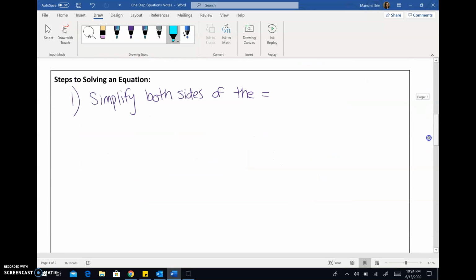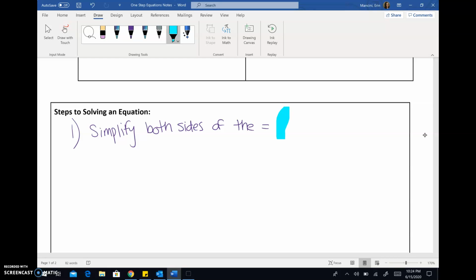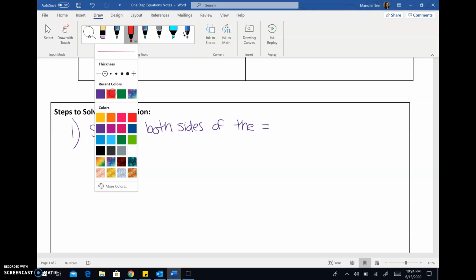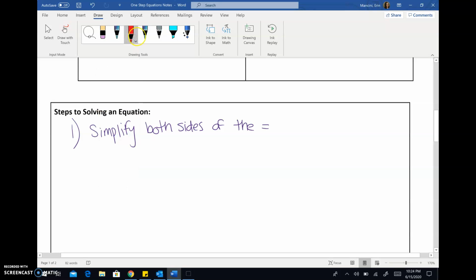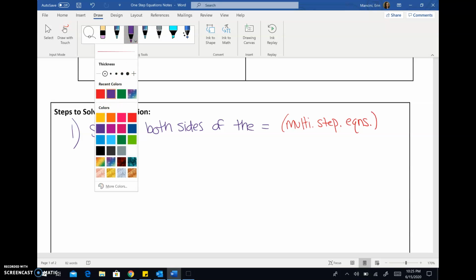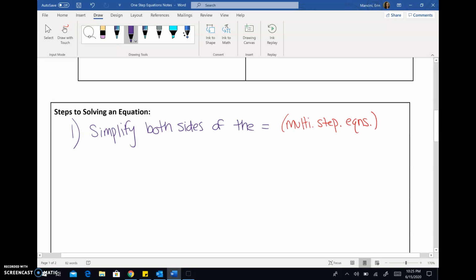So this step will usually apply more to a multi-step equation, not necessarily a one-step equation. So we'll get to that in the future. Some multi-step equations. I'm abbreviating equations right there. Okay, once you know that each side is as simple as possible, I want you to remember your end goal. Okay, your end goal is to get your variable on one side and your number on the other.